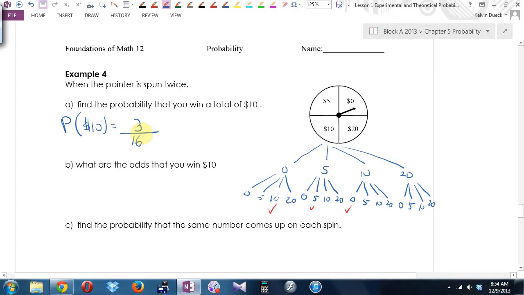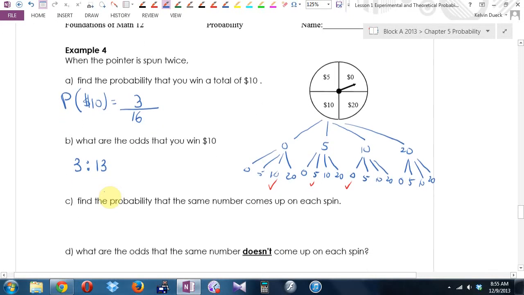What are the odds that you win $10? 3 to, not 16, 3 to 13. 3 ways to win, 13 ways to lose. See the difference, Justin?